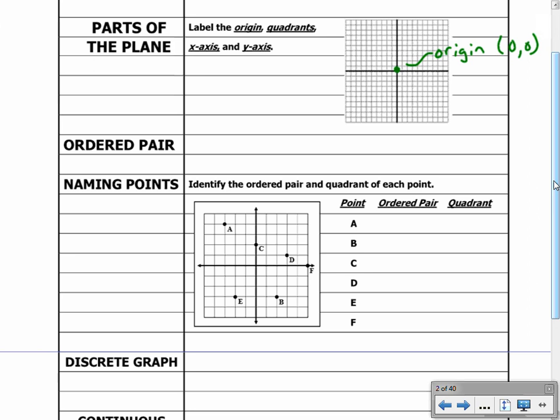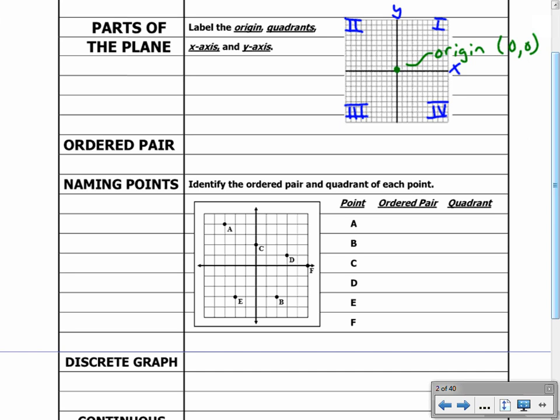which is our x and y axis. So our x-axis goes from left to right. Our y-axis goes up and down. And we also want to label the quadrants here. So in the upper right-hand corner, this is quadrant 1, and then we move counterclockwise, so quadrant 2, quadrant 3, and quadrant 4.